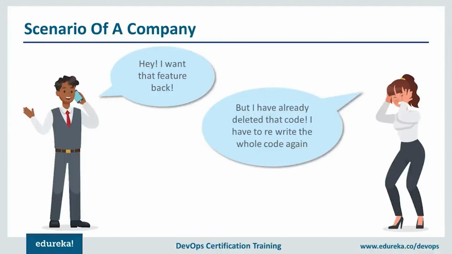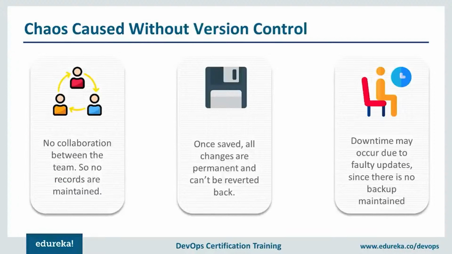But before I tell you what exactly a version control system is, let me show you the chaos caused without it. Well, without the version control system, there was no collaboration between the team. Basically, there were no records maintained. Nobody knew who made the changes, where the change was made and when it was made. So the team of developers working on a particular system made their changes by themselves.